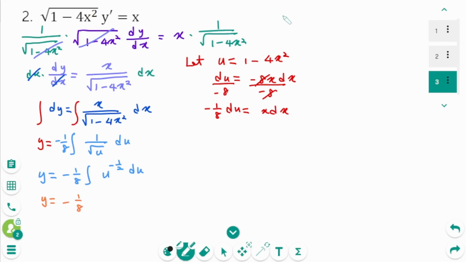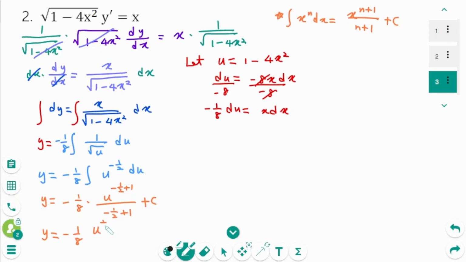Then y equals minus 1 over 8. Then use the power rule. The integral of x to the power of n dx equals x to the power of n plus 1 over n plus 1 plus c. Then back to the original. U to the power of minus 1 over 2 plus 1 over minus 1 over 2 plus 1 plus c. Then y equals minus 1 over 8 u to the power of 1 over 2 over 1 over 2 plus c.